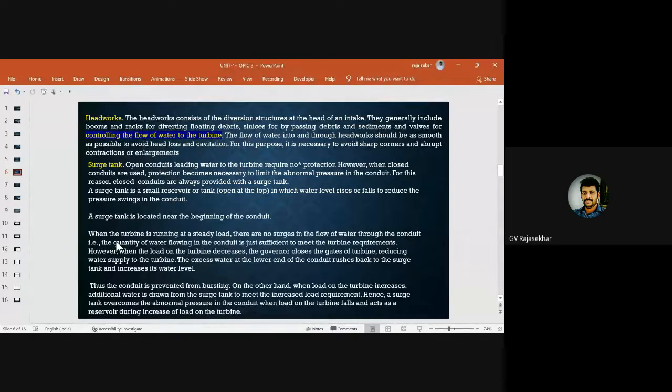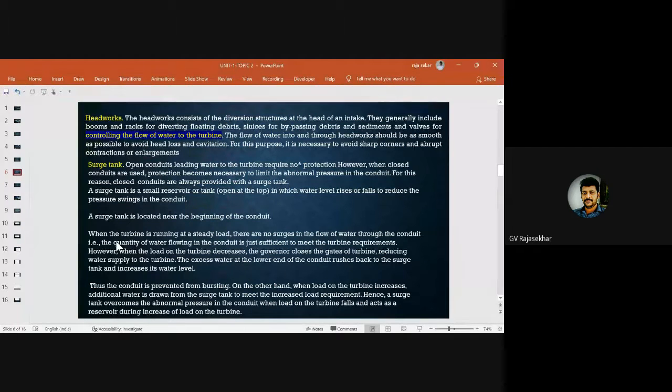Whenever there is any backward flow of water, there may be situations where you are going to close the valve to control the flow of water. What will happen if you suddenly close the valve at the turbine? There may be a chance that the water will come back. The water will come back through the penstocks with some force.